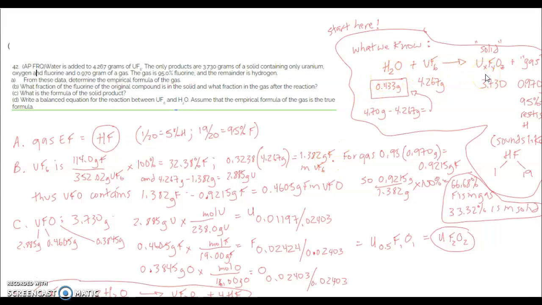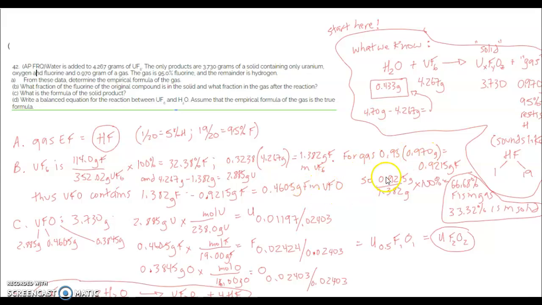Now let's figure out how much are in the gas. Well, the gas is 95% fluorine, so we just do 0.95 times the 0.970 grams. So you have 0.9215 grams of fluorine in the gas. You started with a total of 1.382 grams fluorine, so the rest must be in the UFO. So we subtract it out and we find there's 0.4605 grams of F in the UFO.